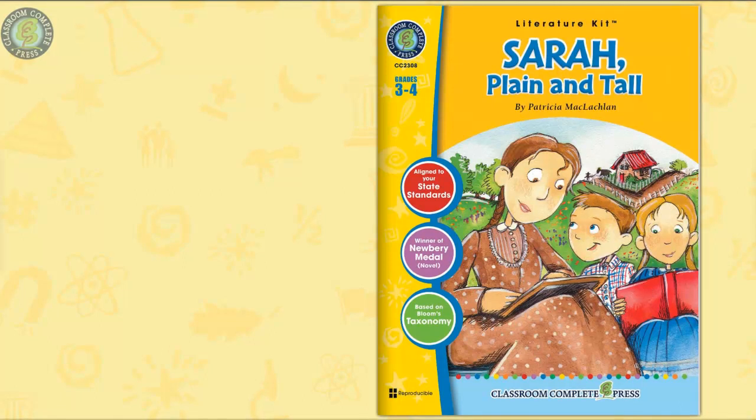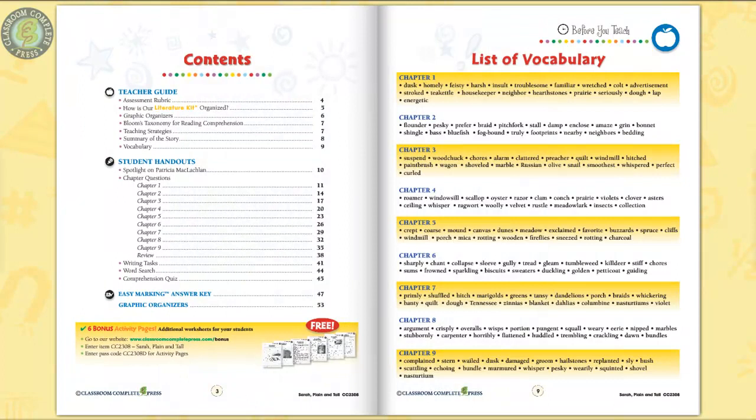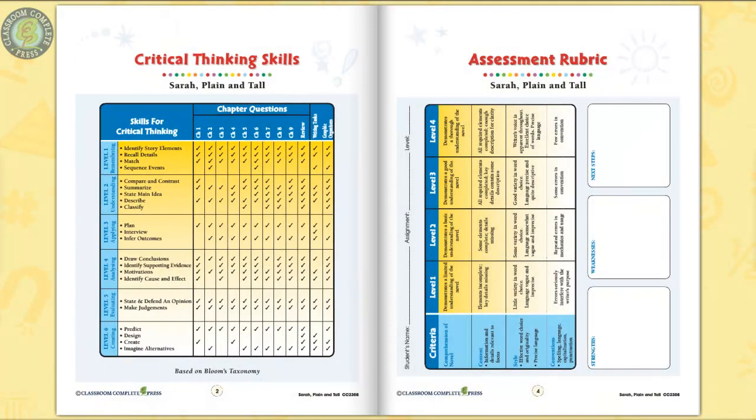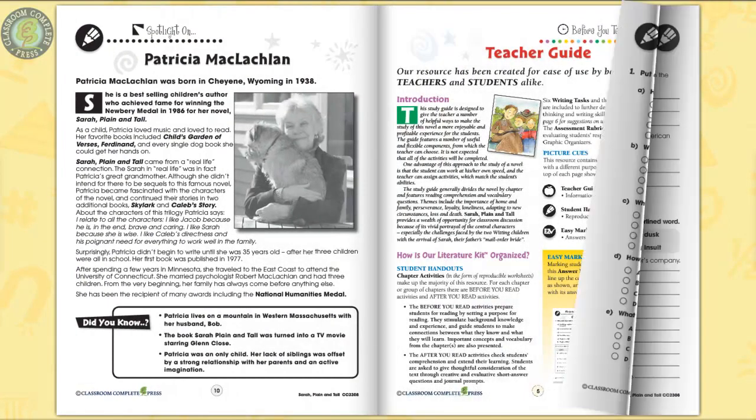This literature kit on Sarah, Plain and Tall by Patricia MacLachlan includes a comprehension quiz that works great as a study guide for a final exam. 55 pages chock full of a variety of scaffolding strategies incorporated in our Before You Read worksheets for each chapter section, along with vocabulary prompts to prepare your students for the reading, with rubrics, teacher guide, and author biography.